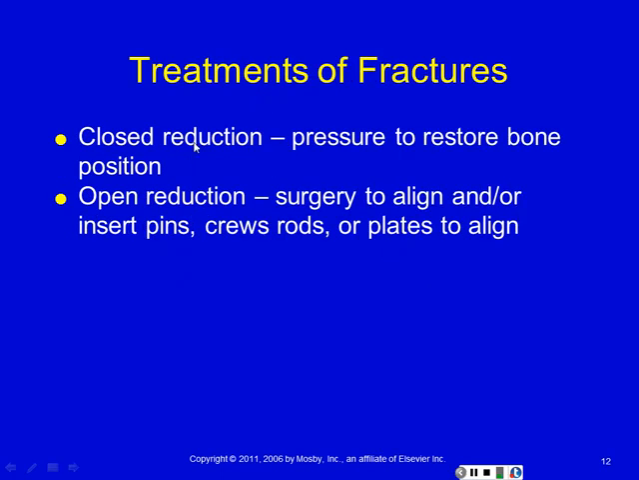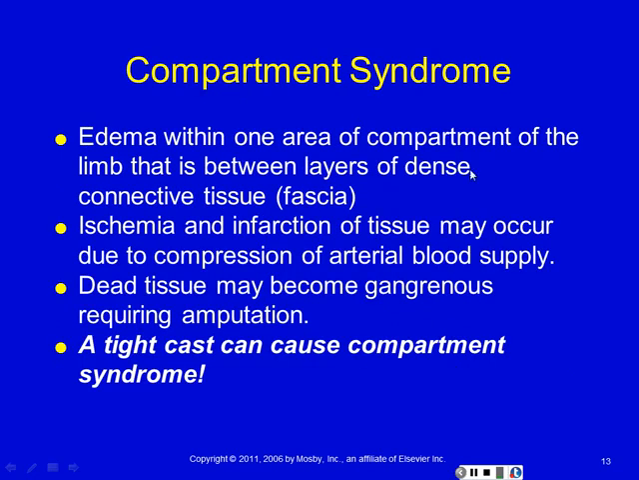For treatment, reduction is simply putting the bones back in their proper place. A closed reduction is where they'll push, pull, twist, tug to try to get the two ends of the broken bone lined up. An open reduction is the surgical version, which I described here. So they actually go in there, they put the bones where they're supposed to be, and they secure them somehow with plates or rods or screws or pins. All right. A potential complication of a fracture in the forearm or in the leg, the calf area, is compartment syndrome.